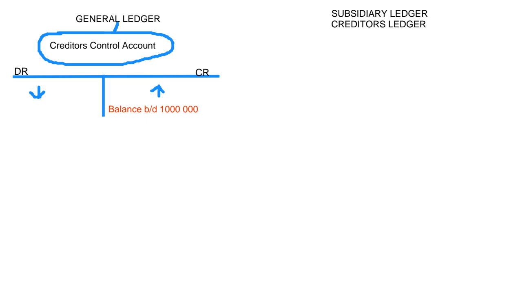Okay. Yes, but remember, at the end of the day, I need to make sure that I open, like we said, what is called the subsidiary ledger. You can also call it a creditors ledger, or you can call it an individual ledger. Okay, so it means this 1 million consists of various creditors.